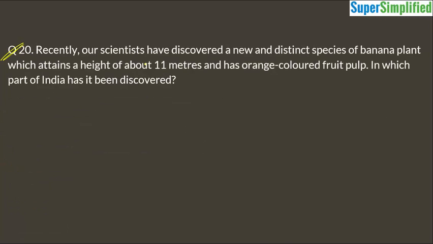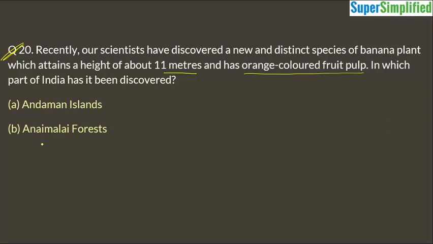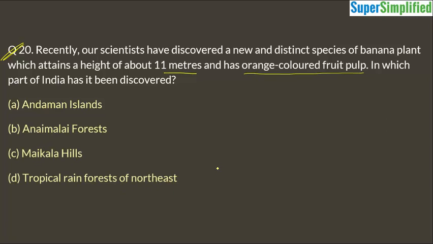Coming to question number 20. Recently our scientists have discovered a new and distinct species of banana plant which attains a height of 11 meters and has an orange colored fruit pulp. In which part of India has it been discovered? A. Andaman Islands, B. Annamalai Forest, C. Maikala Hills, and D. Tropical rainforest of Northeast. The correct answer is Andaman Islands.